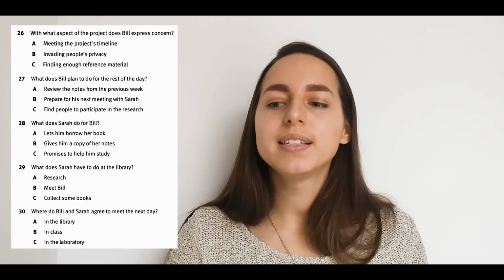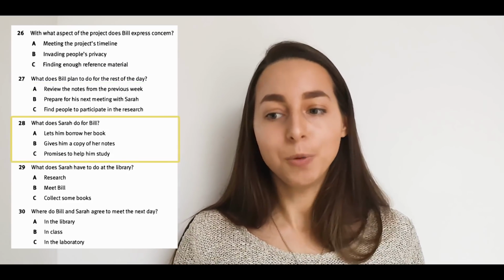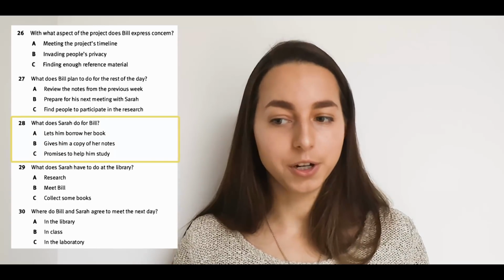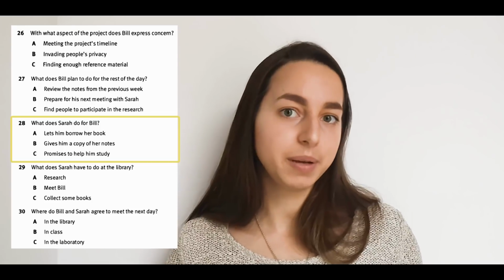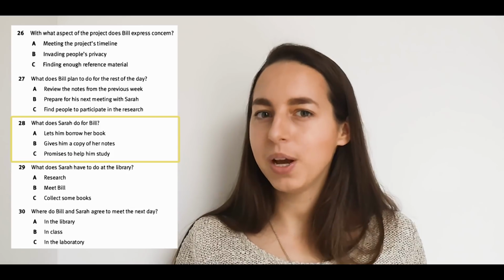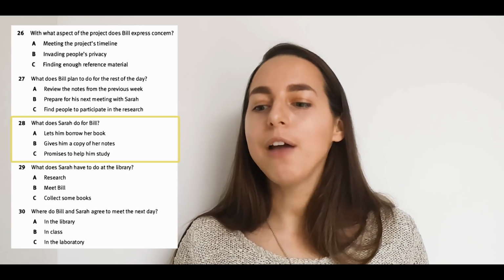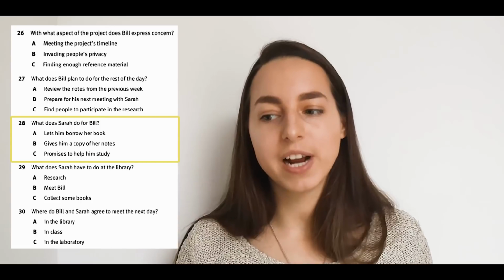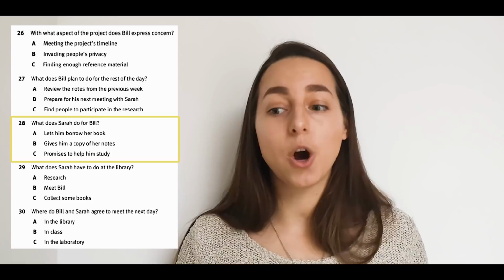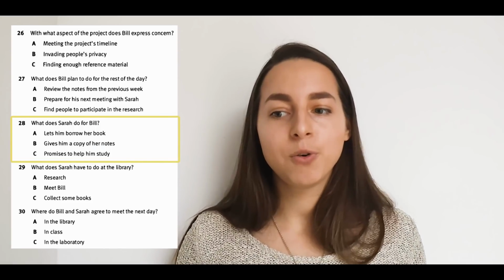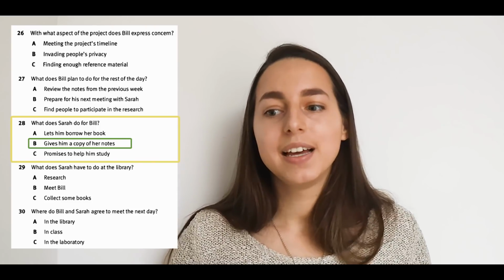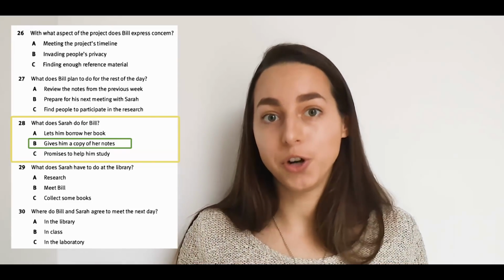Next question, what does Sarah do for Bill? Options are, A, let him borrow the book. B, gives him a copy of her notes. And C, promises to help him study. She actually says, when he asks her, can you help me or are you busy? And she says, I've made you a copy of the notes already to save you time. Here you are. So she has already made him the copy of her notes. And therefore, question number 28, what does Sarah do for Bill? She basically gives him a copy of her notes.